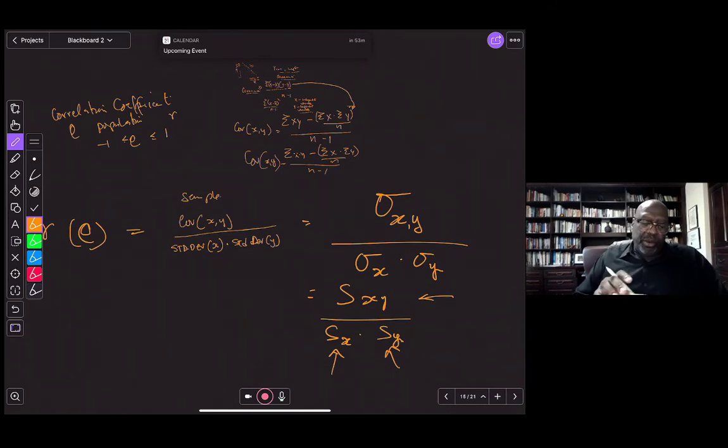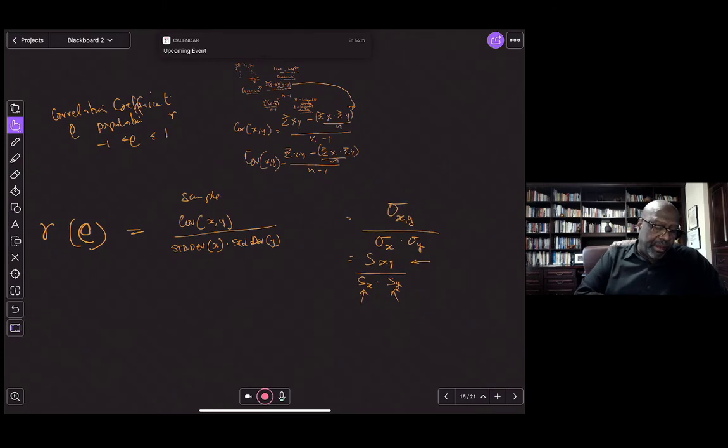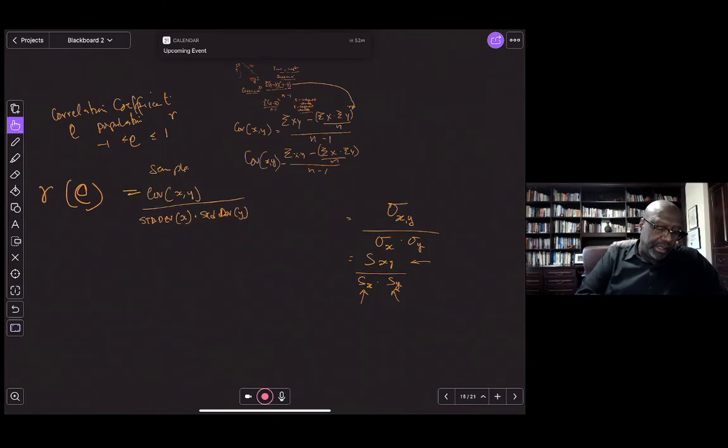To give you what the formula should look like, if you're doing a shortcut formula, I'm going to give you my shortcut formula. And that's the formula I have on the formula sheet. So I'd like you to pay attention to that.